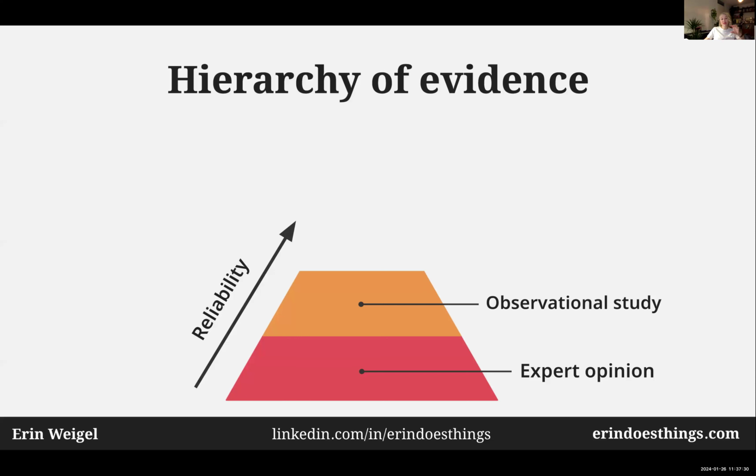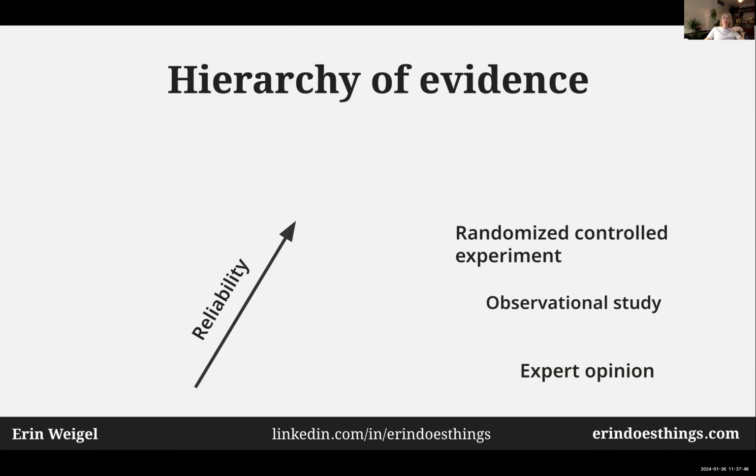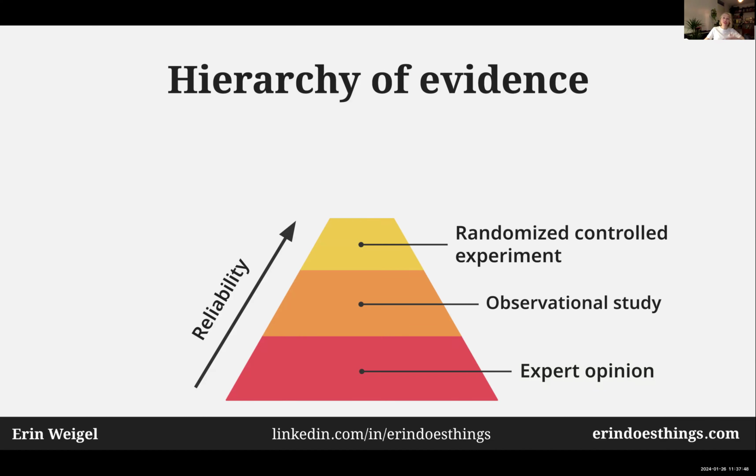Most teams never leave the bottom two stages of the hierarchy of evidence. The first one is expert opinion. The second one is observational studies or basic data analysis. And those things are pretty prevalent and they're somewhat reliable, but they're not nearly as reliable as a randomized controlled experiment, which is the gold standard of scientific evidence. It's a highly reliable form of scientific evidence.